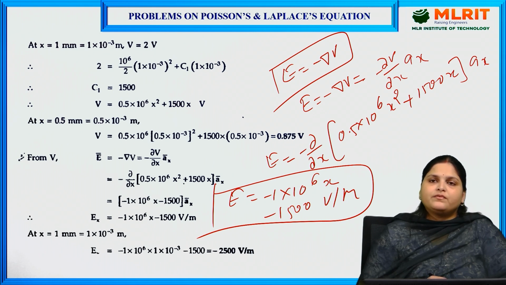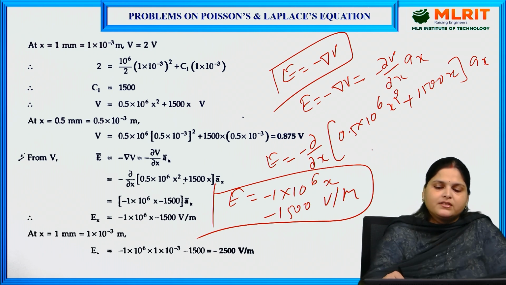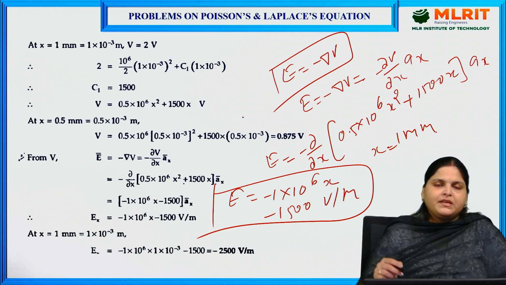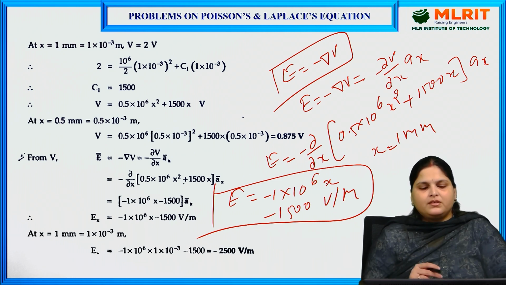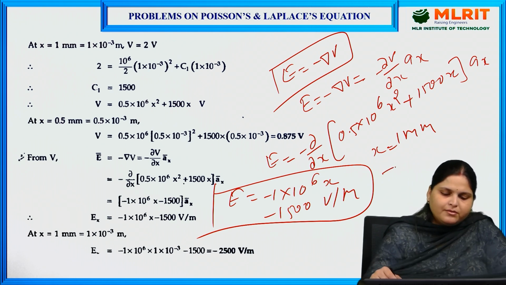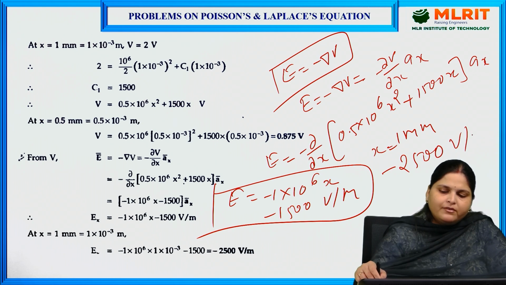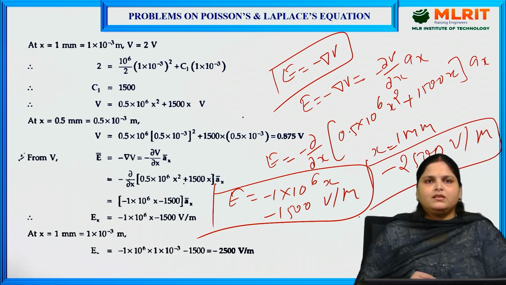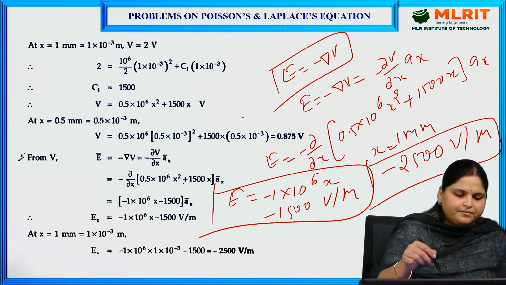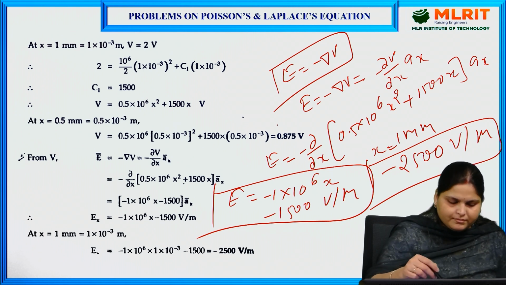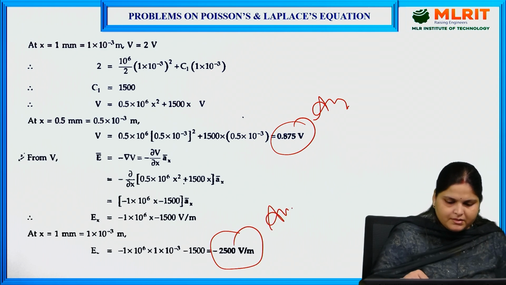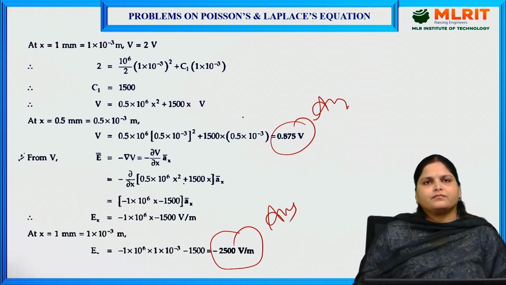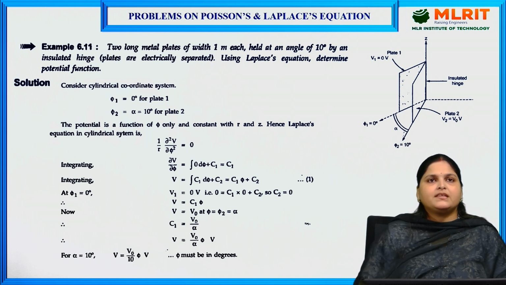Next we have to find this field intensity, as per the question, at x is equal to 1 mm. That means 1 into 10 to the power minus 3 meter. So in place of x we will put 1 into 10 to the power minus 3, and we get the answer as minus 2500 volt per meter. This is E. So this is the first answer, and this is the second answer, right? Let's take another question.